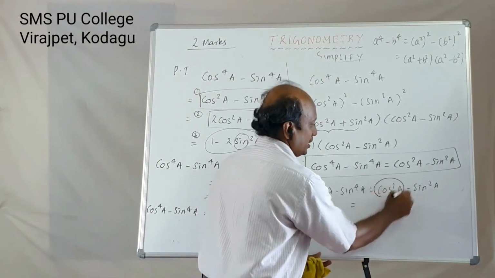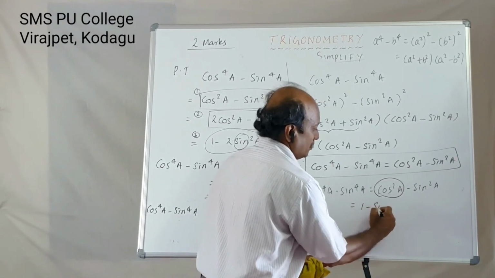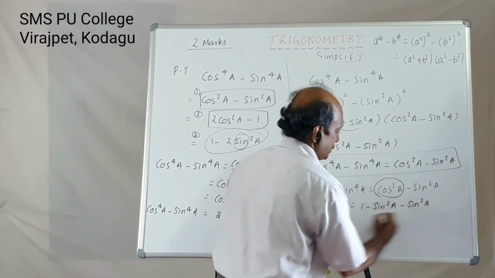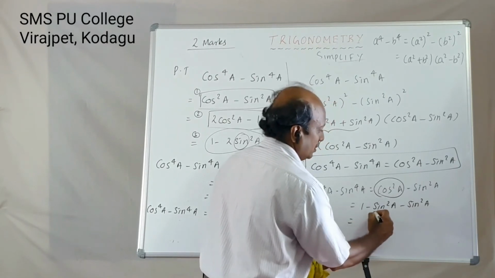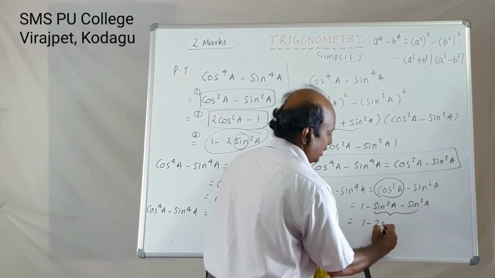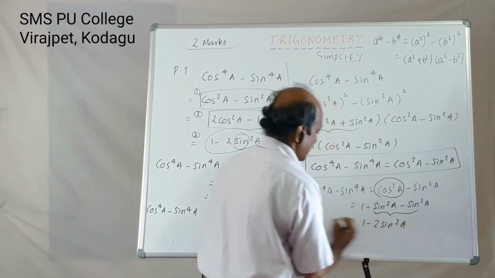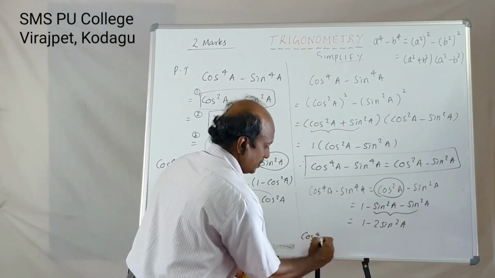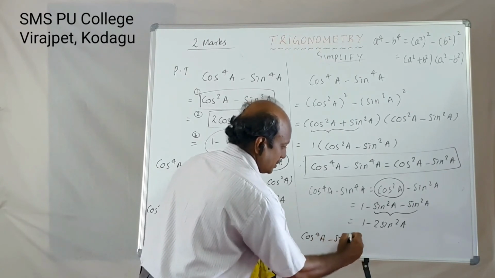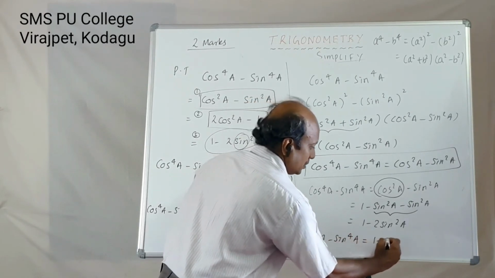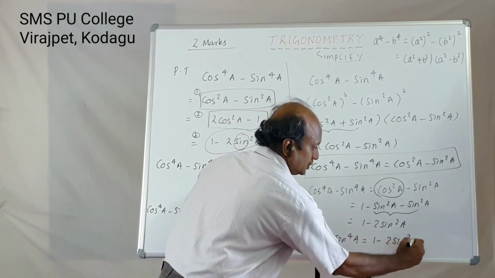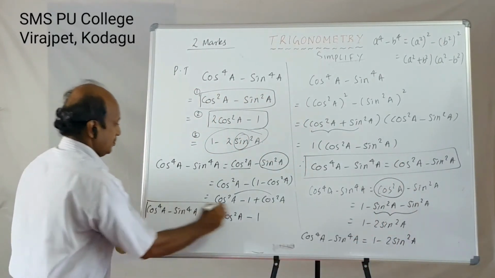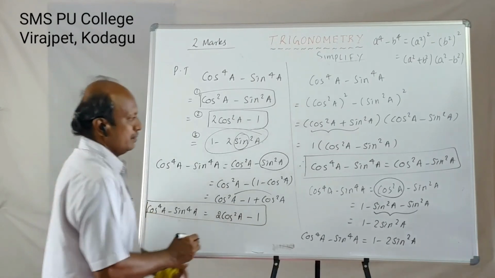Cos square a, you can write as 1 minus sin square a, minus sin square a. Therefore, what do you get further? You can combine this: 1 minus 2 sin square a. Therefore, what is the final conclusion? Cos to the power of 4a minus sin to the power of 4a is equal to 1 minus 2 sin square a. Now see that all the three results we are getting from the same problem.